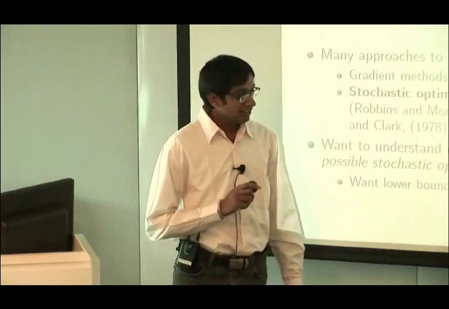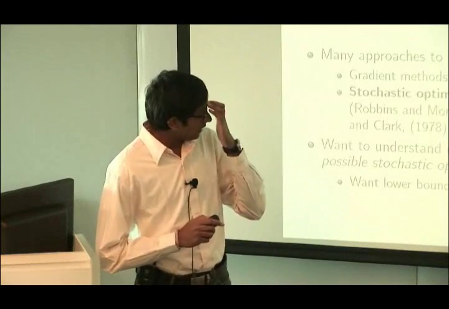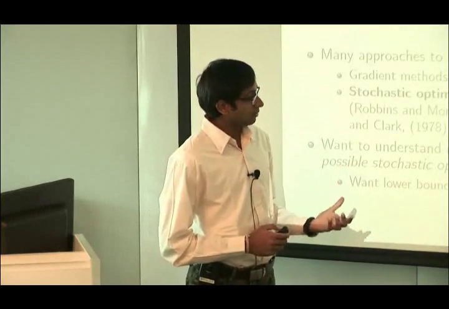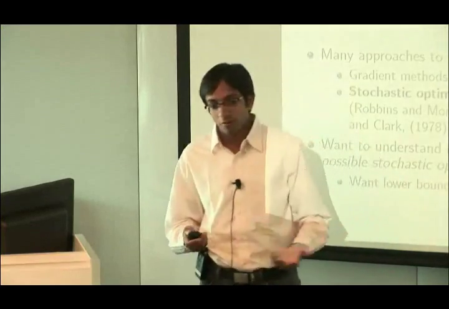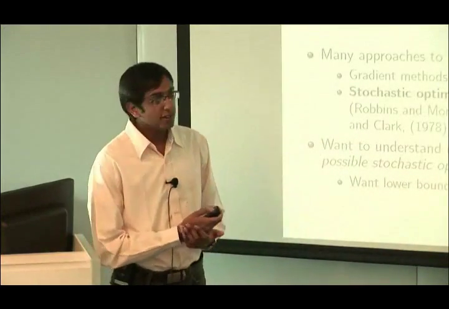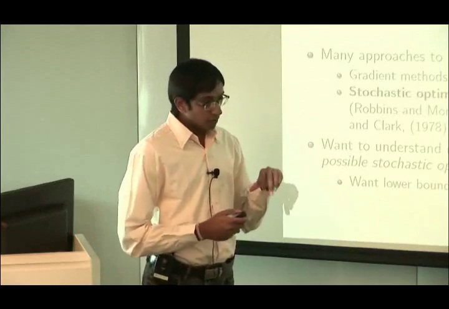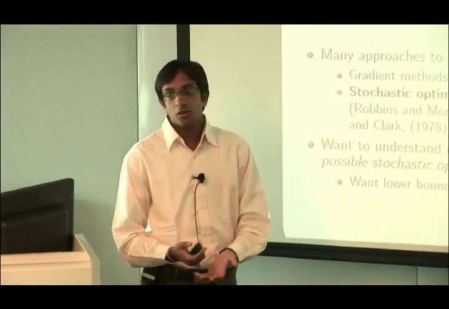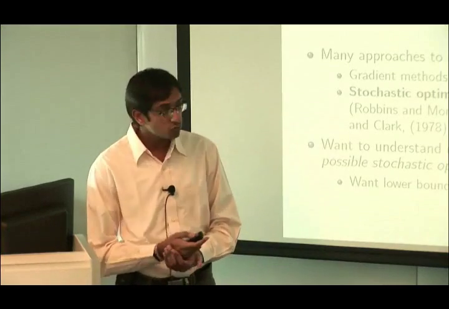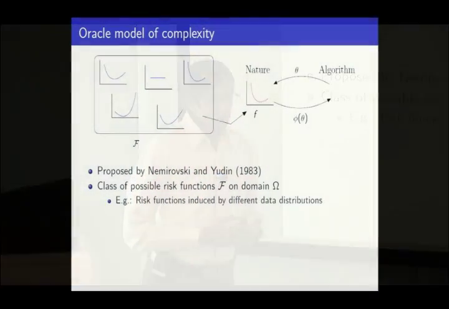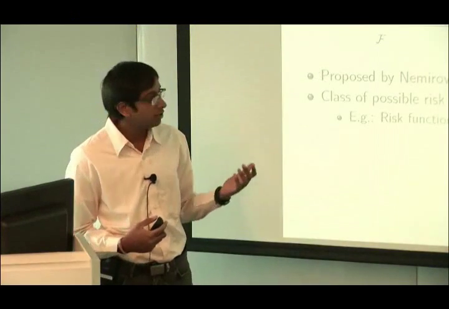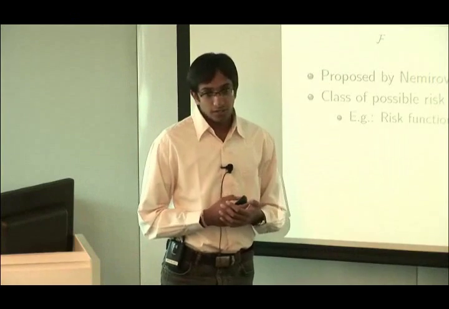Okay, so now I told you most things except the most important thing, which is what's the notion of computational complexity here. Because we are in a convex optimization framework, we are going to use the notions of complexity that people in convex optimization have found to be very useful. So we'll look at the oracle or black box model of complexity that was proposed in the work of Nemirovsky and Yudin from 1983.